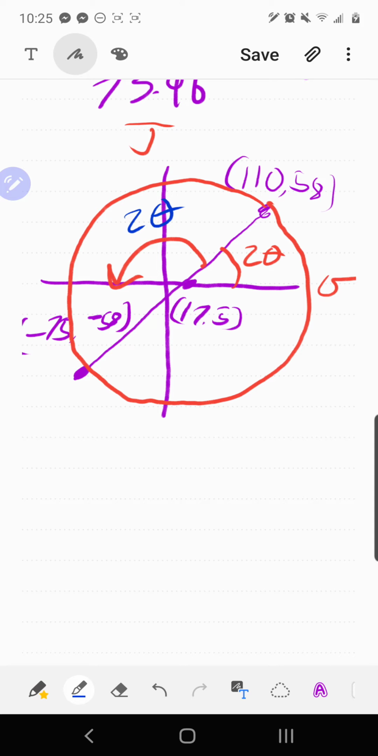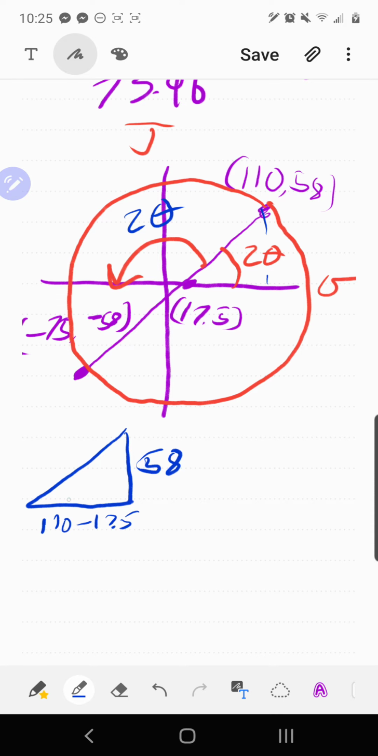Let's see if we can replicate that. So this angle here, we know what the vertical distance is, we know what the horizontal is. So we can make it a right triangle, where this value is 110 minus 17.5, and the vertical distance is 58. We want this angle, so we can do it, it has to be a tangent.